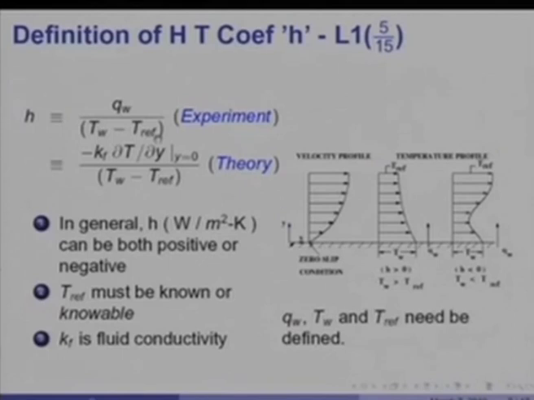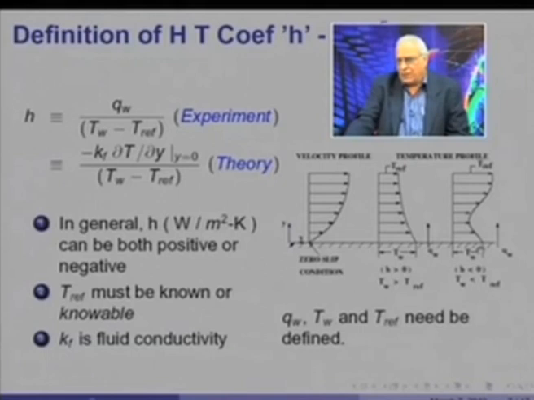is greater than Tref, and therefore H would be positive, as shown here. But in this case TW is less than Tref, QW is positive, and therefore H would be less than 0. I emphasize this because in most of your undergraduate courses you have not encountered situations in which H can be negative. But as one moves towards research, one must be prepared and alert to the fact that H could also be negative.